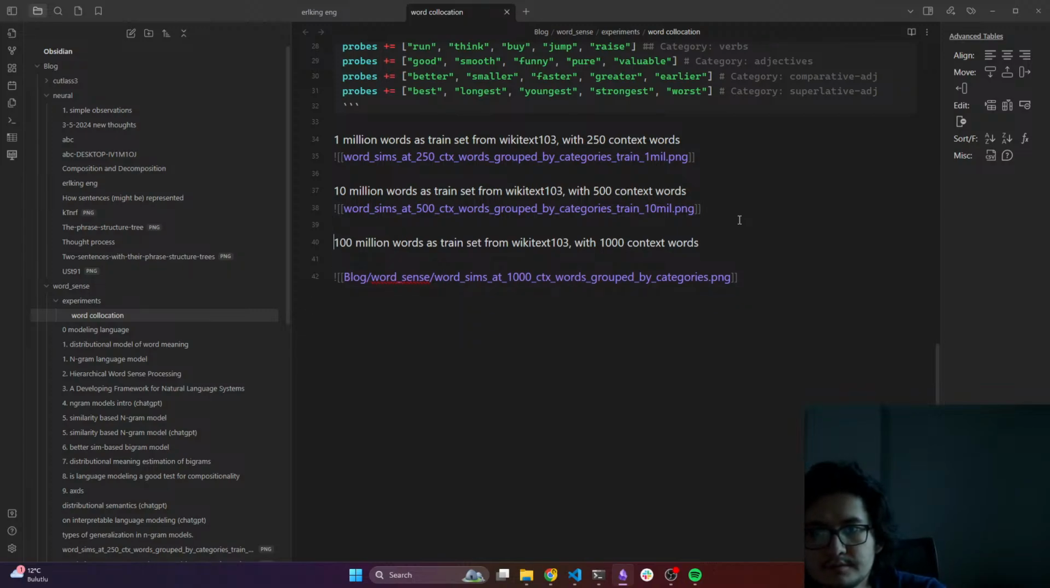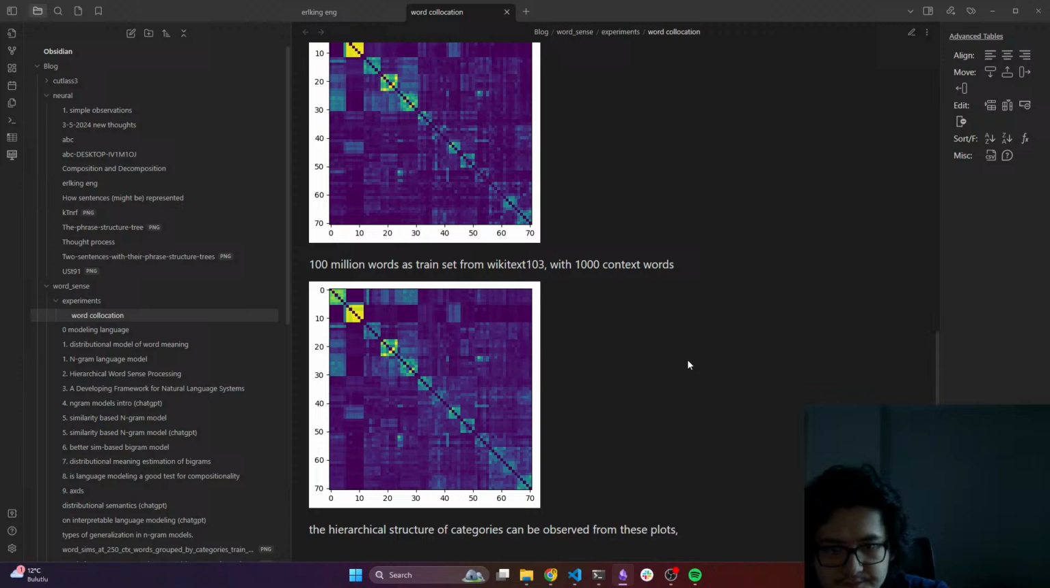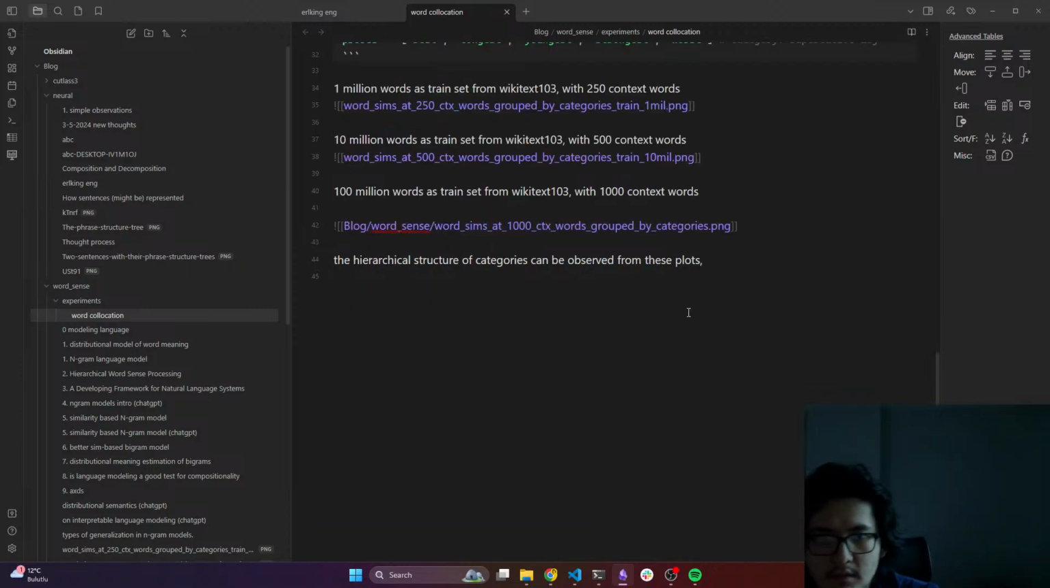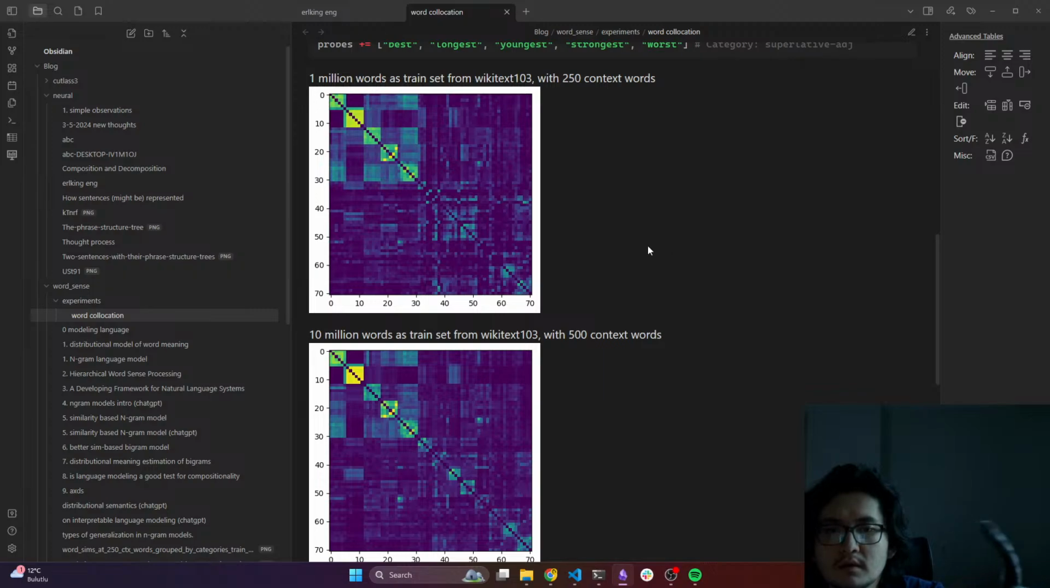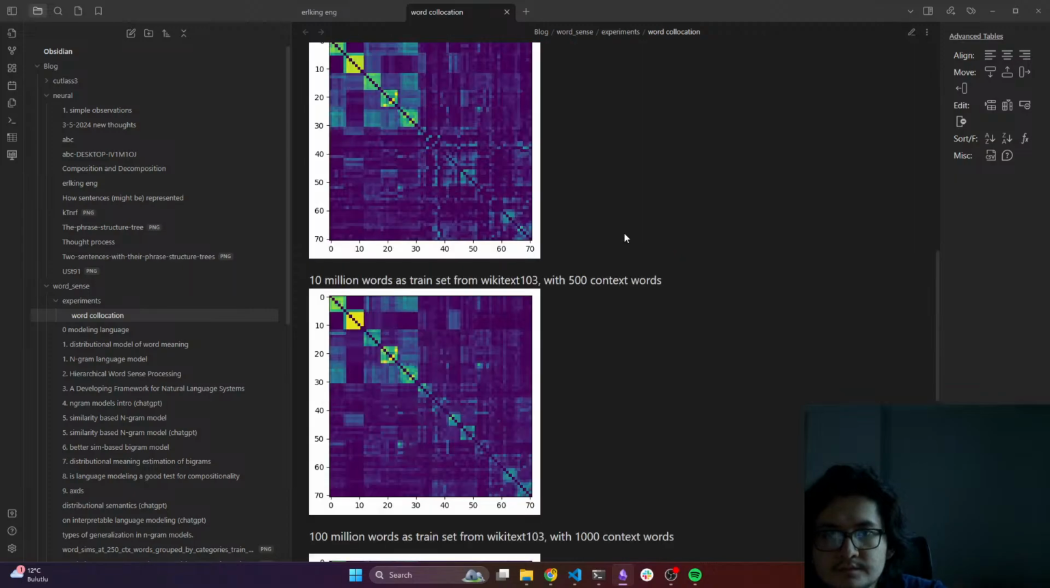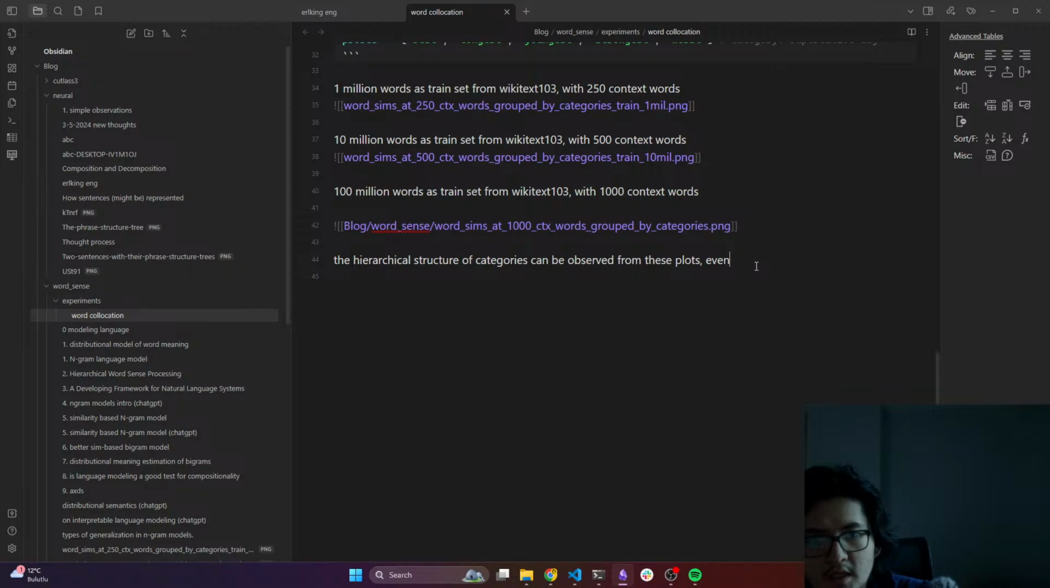The hierarchical structure of categories can be observed from these plots, even at 1 million words, though only vaguely.